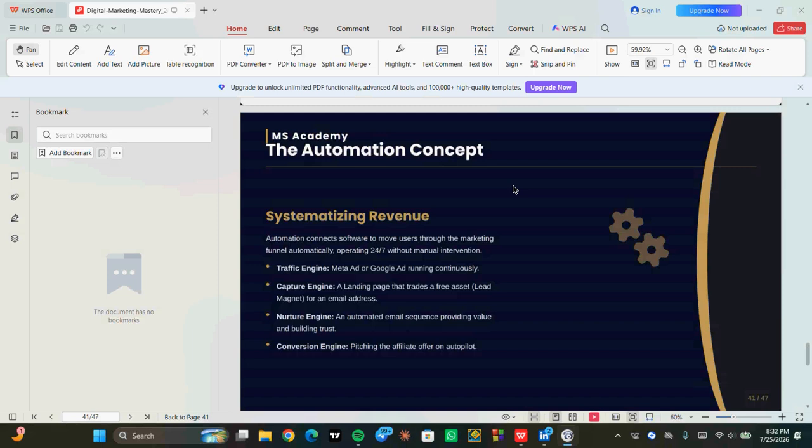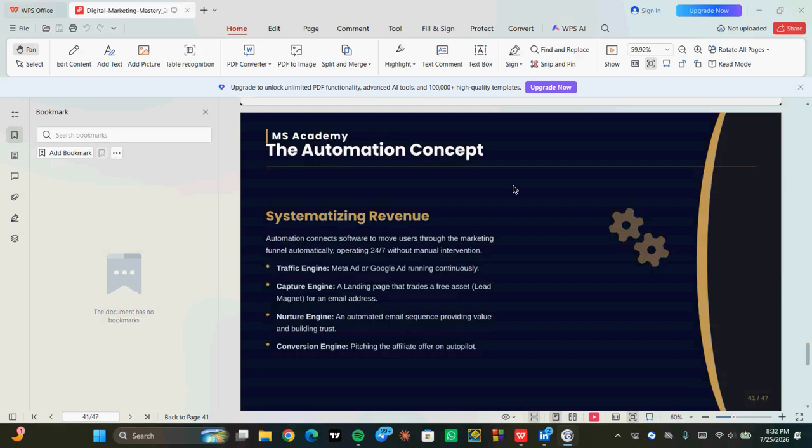Now, systematizing revenue implies that automation connects software to more users through the marketing funnel automatically, operating 24/7 without requiring manual intervention. This implies the use of artificial intelligence and automation, connecting it to software to move users through the marketing funnel automatically, not that you need to be there manually to guide them. For example, they click on the link that redirects them to their payment website to make payments or where they get to check out the products. So that is what systematizing revenue is.